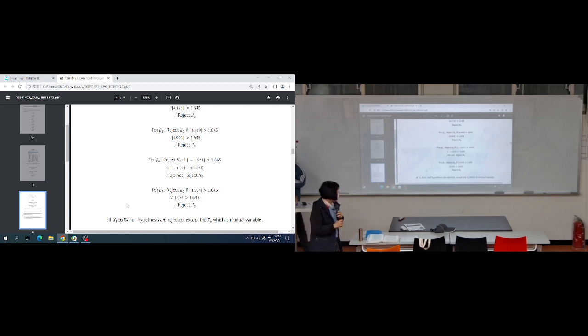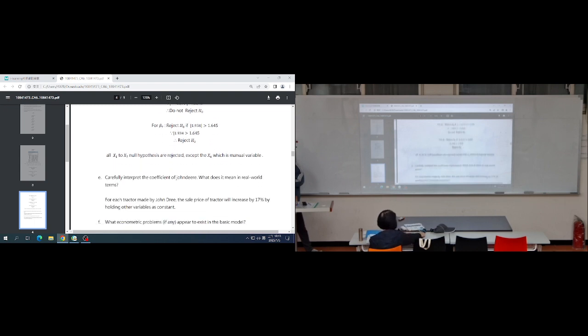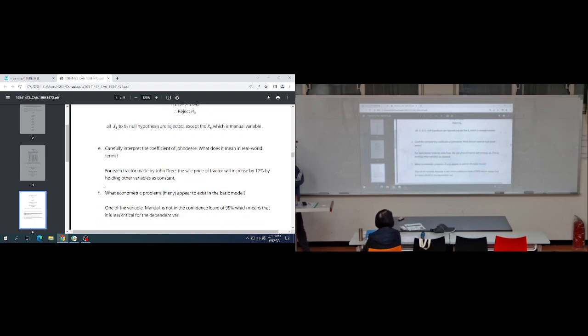I think this is a very important concept. In the conclusion, all the null hypotheses are rejected except the mineral variable. And part E, for the statement made by John that the sale price of the trader will be increased by 17% holding other variables constant.